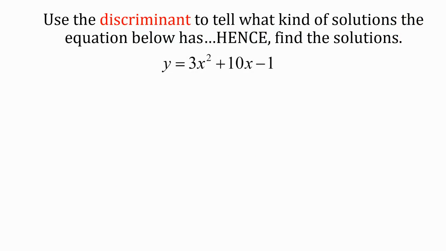Okay, so you can use this reasoning to really help you. Use the discriminant to tell what kind of solutions the equation below has, hence find the solutions, right? So you're first going to figure out what kind of solutions. So b squared minus 4ac is the discriminant. Notice I don't have the square root there. So 10 squared minus 4 times 3 times negative 1. Sorry, I had a moment there. So that's going to give me 100 plus 12. 112 is your discriminant.